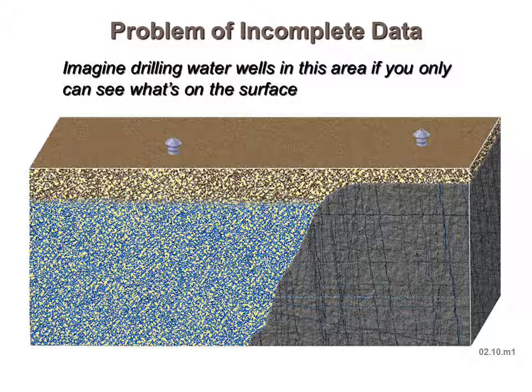So what happens when the data is incomplete? You get an inaccurate view of what's really going on. And it's always the more the merrier as far as data goes. The next slide.